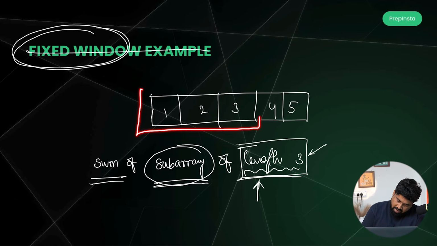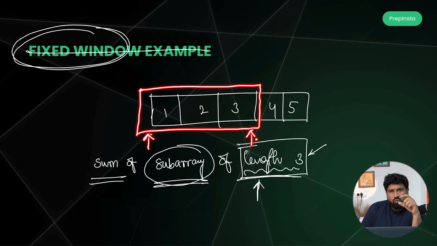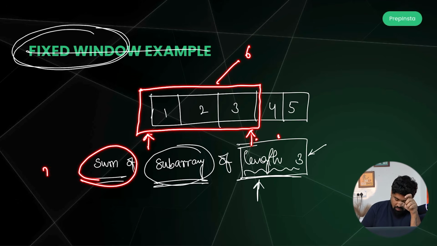For example, I will take the first 3 elements. This is the low value, this is the high value. If you add 1 to 3, you get a sum, which is 6. This is not the maximum sum. For example, if they are asking for the maximum sum, you have other elements also.